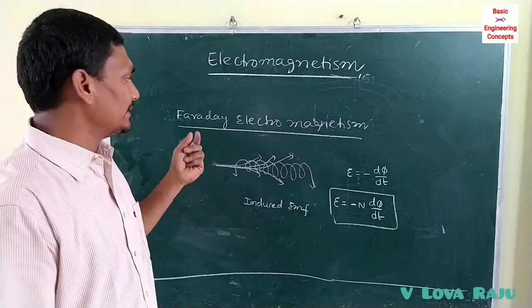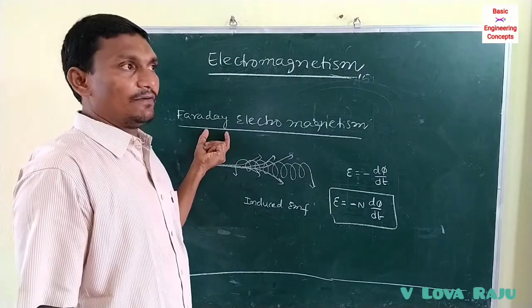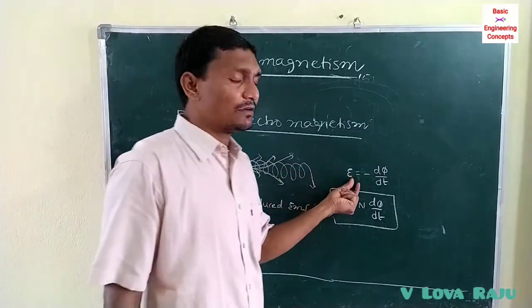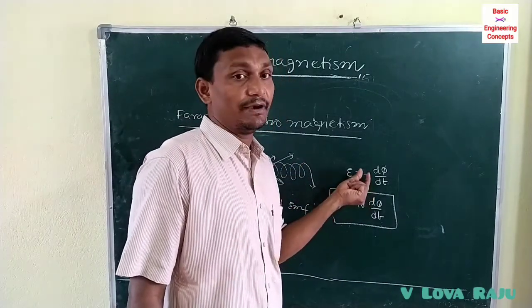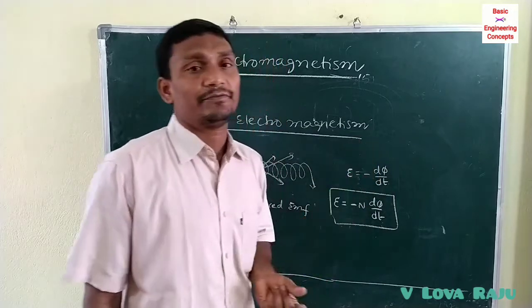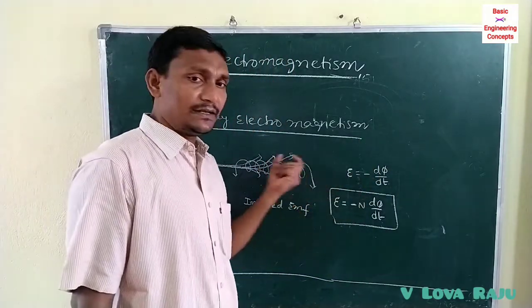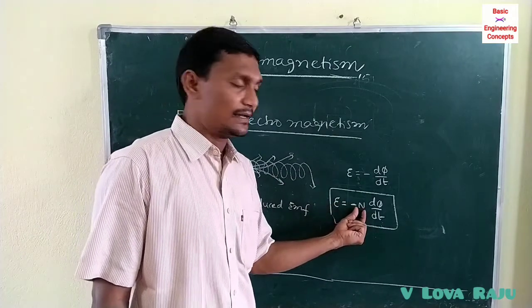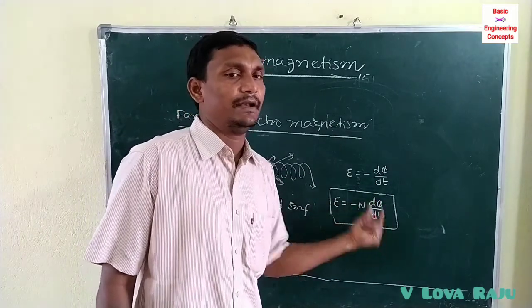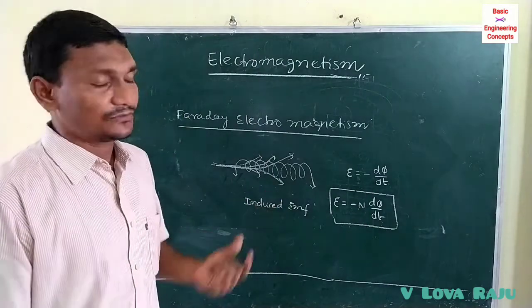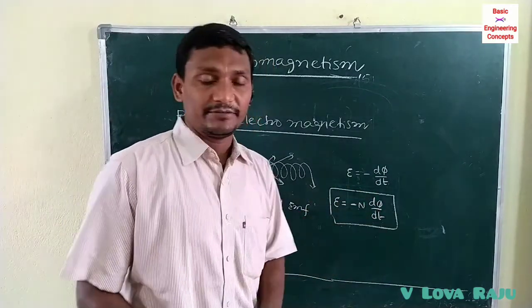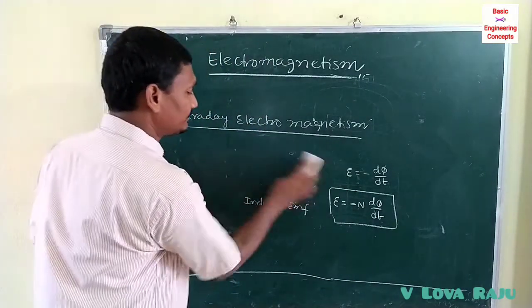Once again, according to Faraday's law of electromagnetism, the EMF induced in the coil is equal to the negative rate of change of magnetic flux. For n turns of coil, the EMF induced is equal to minus n into d phi by dt, where n is the number of turns used in the coil, d phi is the change of flux, and dt is the difference in time interval.